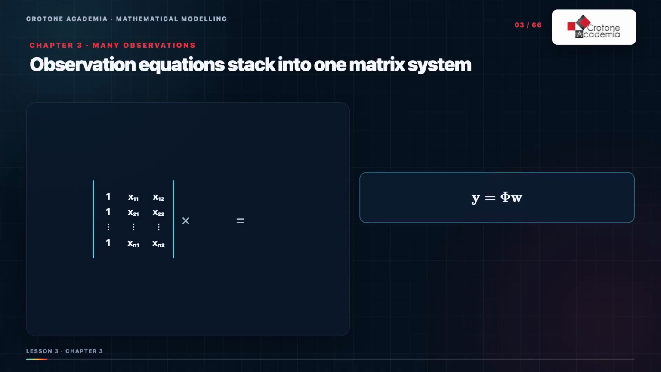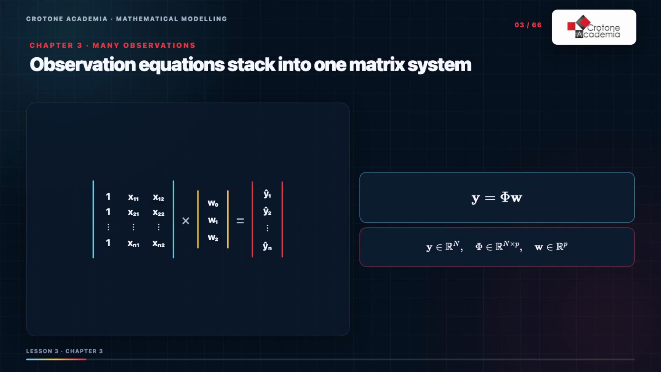Lesson 2 organized all observation equations as y equals capital Phi times w. Now, the vector y contains the observed outputs. The design matrix Phi contains one evaluated feature row per observation. The vector w contains the unknown parameters. If the observations come exactly from the selected model, equality is possible. But if measurement noise, missing variables, or model mismatch are present, y may not equal Phi times w for any parameter vector. That is the boundary between exact solving and approximation.